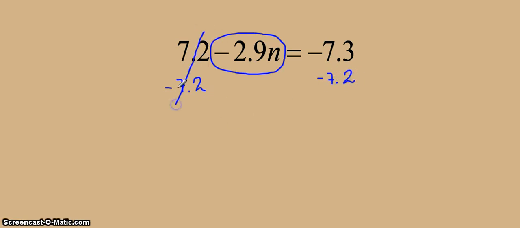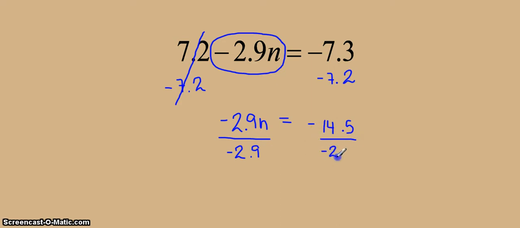So this makes 0, and we're just left with negative 2 9/10 n equals negative 7 3/10 subtract 7 2/10 is negative 14 5/10. Now we need to get the variable n all alone. Right now we are multiplying by negative 2 9/10. The opposite of multiplication is division. So to get n all alone, we need to divide both sides of the equal sign by negative 2 9/10.